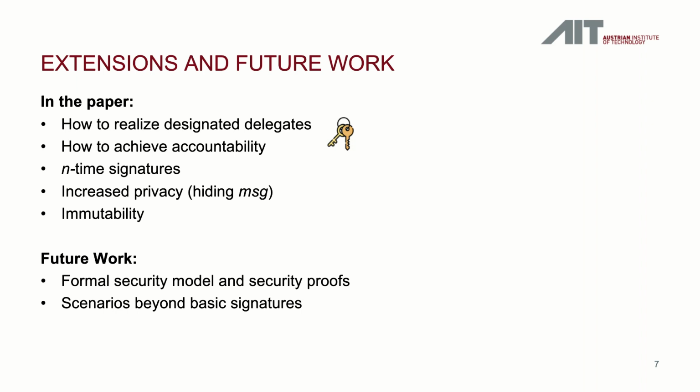As I mentioned, the construction I showed you only considers the very basic functionality. In our paper, we also show how to define designated delegates and how to achieve accountability of our delegated signature scheme. In both those cases, the delegate needs to own a key pair. Then we show how to extend our construction to n-time signatures. We show how to increase the privacy, because the plain construction reveals the message to be signed to the blockchain network, and basically just by hashing, this can already be overcome and privacy of the construction can be achieved. And we also show how to get immutability, which means that the user can predefine blocks of the message to be signed, which cannot be changed by the delegate.